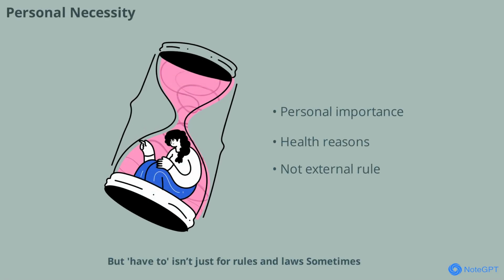Have to isn't just for rules and laws. Sometimes it's about things that are personally necessary. For example, if you're sick, you have to see a doctor. No one is forcing you, but it's extremely important for your health. In these cases, have to shows that something is necessary because of the situation, not because someone else says so. It's about what you must do for yourself.